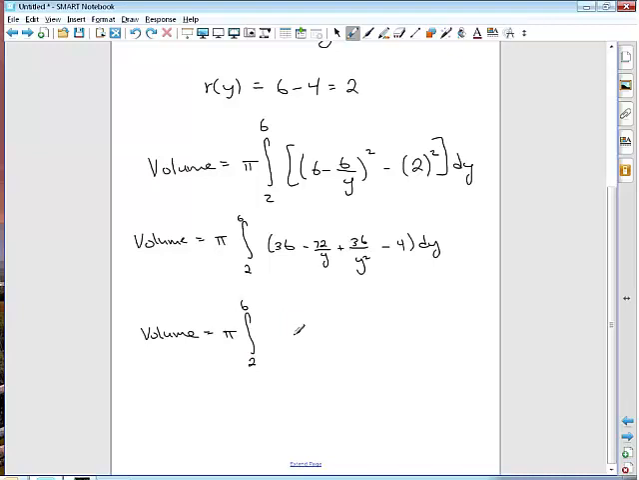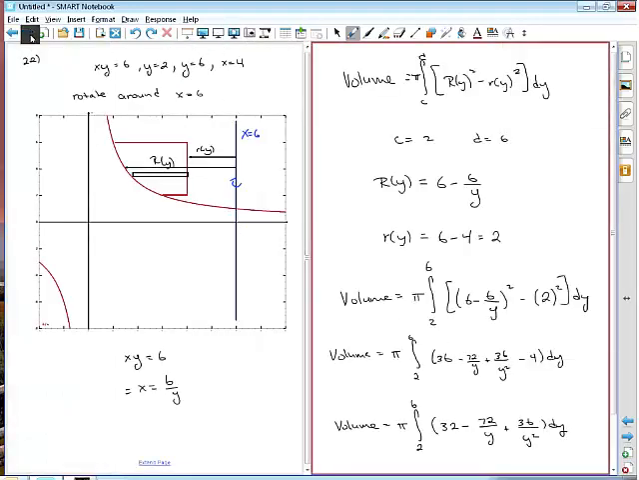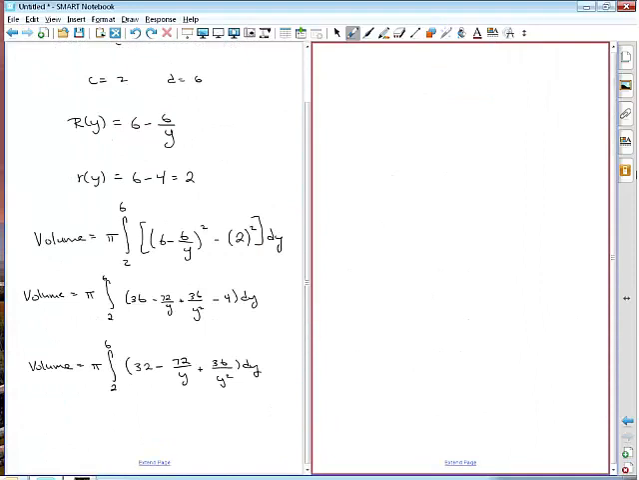So 36 minus 4 is 32. So I have 32 minus 72 over y plus 36 over y squared, the whole thing times dy. Okay, I'm going to put 2 screens up here so we can look at it as we go along. Okay, now we integrate. So the volume is equal to pi.